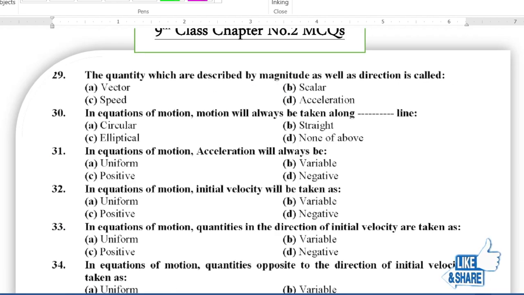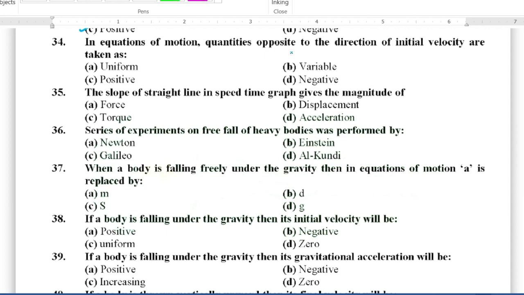The quantities which are described by magnitude as well as direction are called vector quantities, option number A. In equations of motion, motion will always be taken along a dash line, straight line, option number B. In equations of motion, acceleration will always be, option A, uniform. In equations of motion, initial velocity will be taken as, option number C, positive. In equations of motion, quantities in the direction of initial velocity are taken as, option number C, positive. In equations of motion, quantities opposite to the direction of initial velocity are taken as, option number D, negative. The slope of a straight line in the speed-time graph gives the magnitude of, option number D, acceleration.